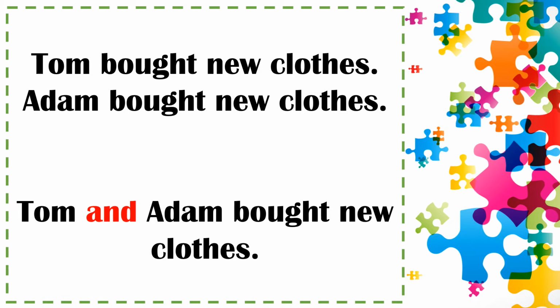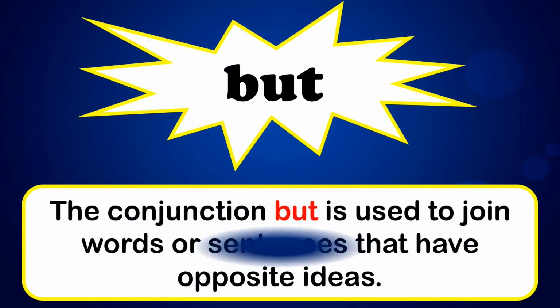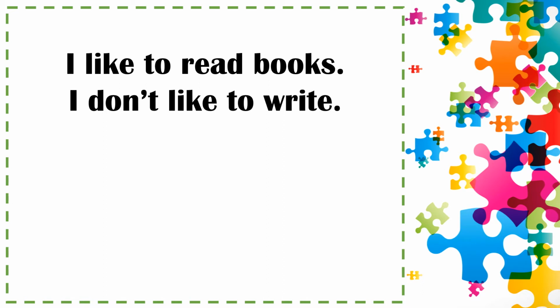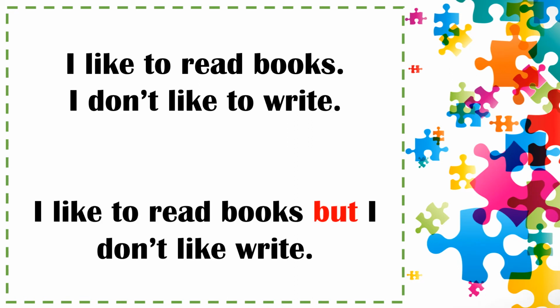Now let's move to the next conjunction, that is but. The conjunction but is used to join words or sentences that have opposite ideas. Now let's take up some examples to understand it better. I like to read books. I don't like to write. Now, these two sentences are talking about two different ideas. So, if we have to join these two sentences and rewrite it, then we will use the conjunction but and rewrite the sentence as I like to read books, but I don't like to write.